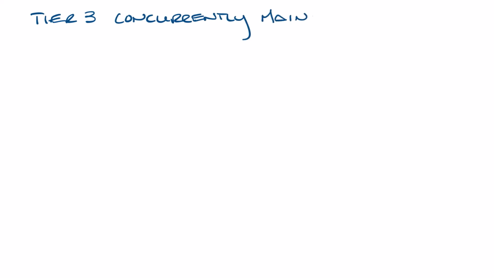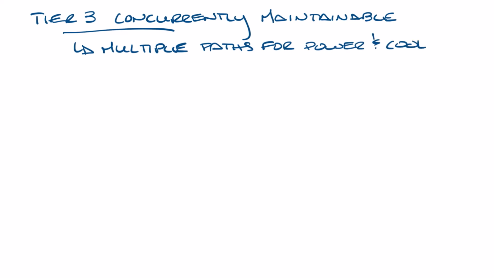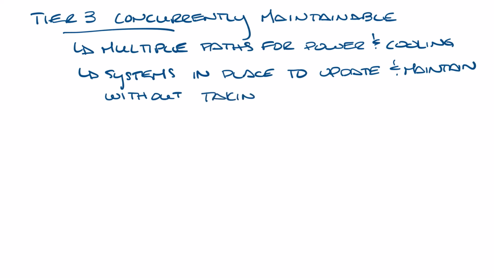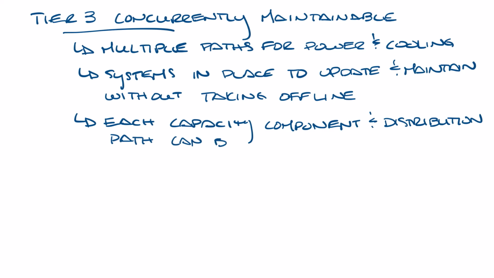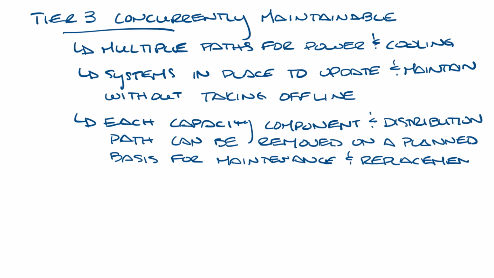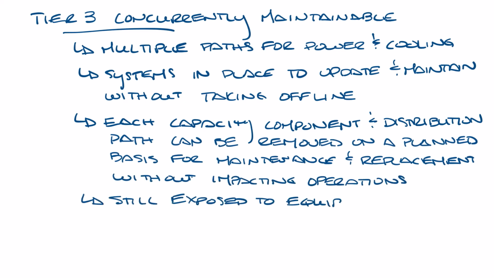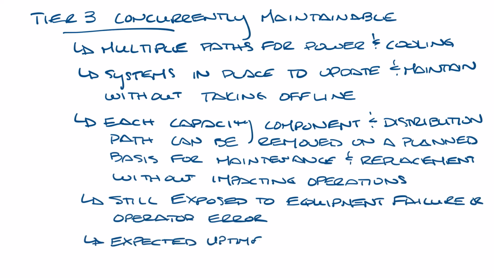Tier 3, concurrently maintainable. A Tier 3 data center has multiple paths for power and cooling. It also has systems in place to update and maintain it without taking it offline. Each and every capacity component and distribution path in a site can be removed on a planned basis for maintenance or replacement without impacting the operations of the data center. The site is still exposed to an equipment failure or operator error, and it has an expected uptime of 99.982%, which gives you about 1.6 hours of downtime a year.